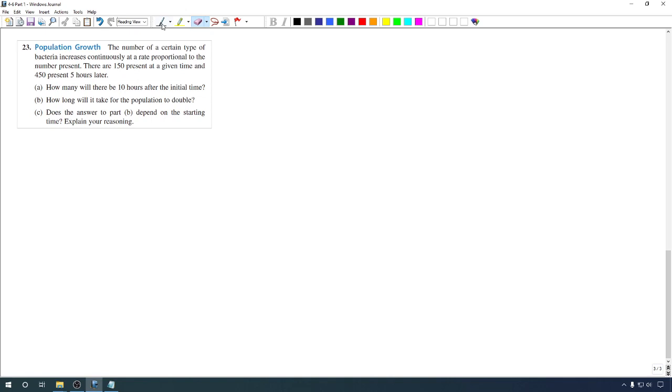So the fact that we know that there are 150 present at the given time means that our c in this problem is going to be 150. We're going to assume that at time t equals 0, we have 150. So our model looks like y equals 150 e to the kt. We don't know what k is yet, though, and they didn't really tell us information that immediately gives us k. Instead, they gave us information about what this looks like at another time, and we're going to have to solve for k.